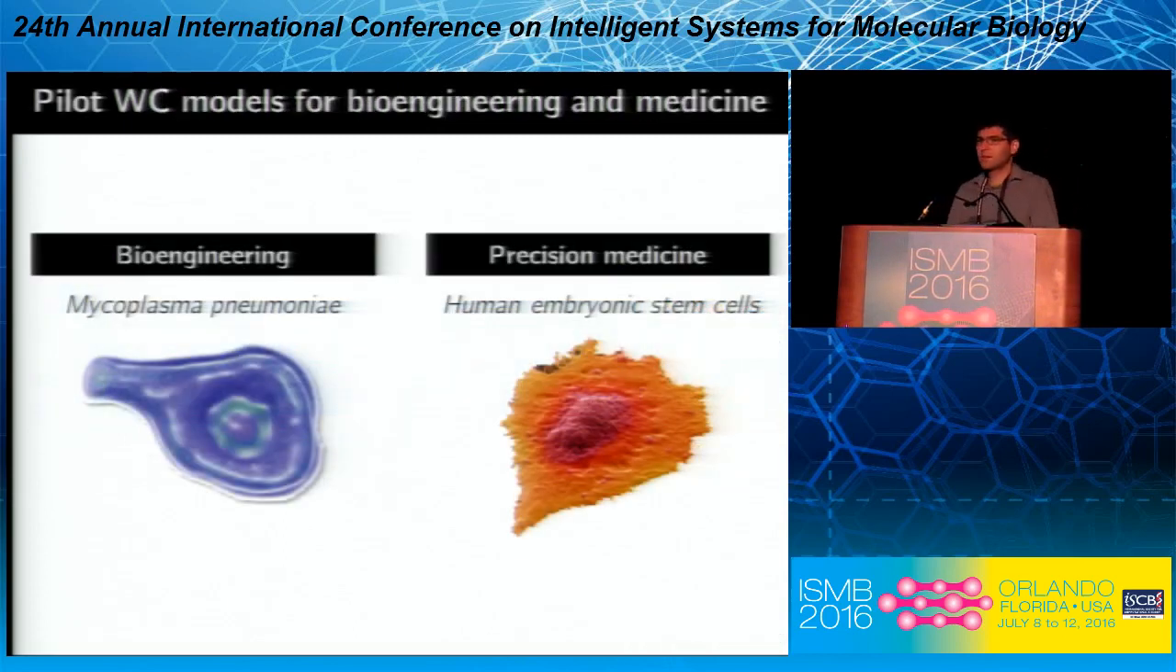So again, as I said at the beginning, we're really interested in using whole cell models to drive bioengineering and medicine. And so we have two projects in the lab that are ongoing now to explore that. One is this project that I mentioned to build a whole cell model of Mycoplasma pneumoniae, which is a closely related species to genitalium, but has considerably more experimental data. And then to use that model to design a faster growing, more predictable strain, which could be a chassis for future engineering. And the second is a project to pilot the first whole cell models of human cells using human embryonic stem cells.